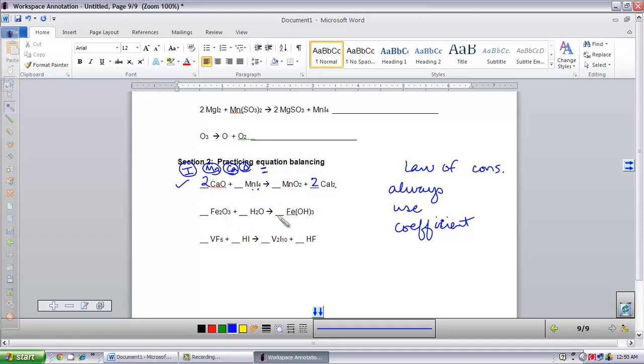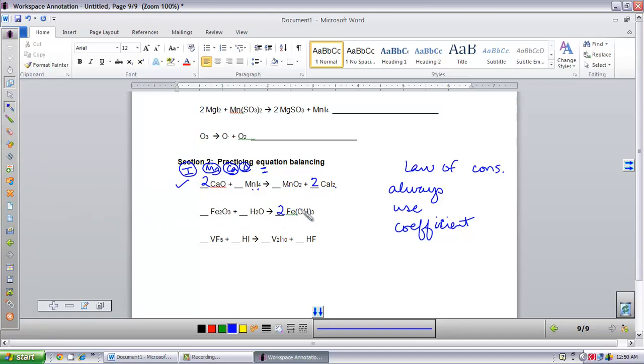All right, if you'll notice here, there are 2 irons on this side, but only 1 iron on this side. So I'm going to go ahead and put a 2 in front of that to give 2 of those. Keeping in mind this is a trial and error process, so sometimes you might put a coefficient and it messes up something else and you have to go back and rearrange things. That's okay. Just keep an eraser handy and you're good to go.